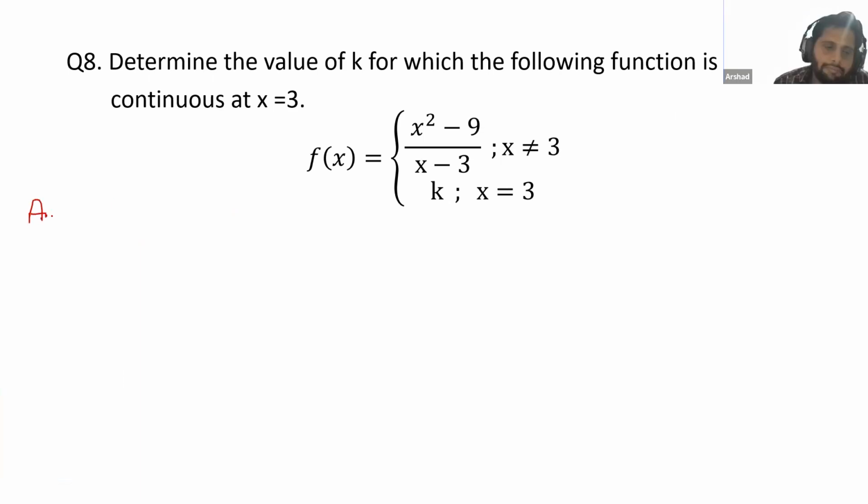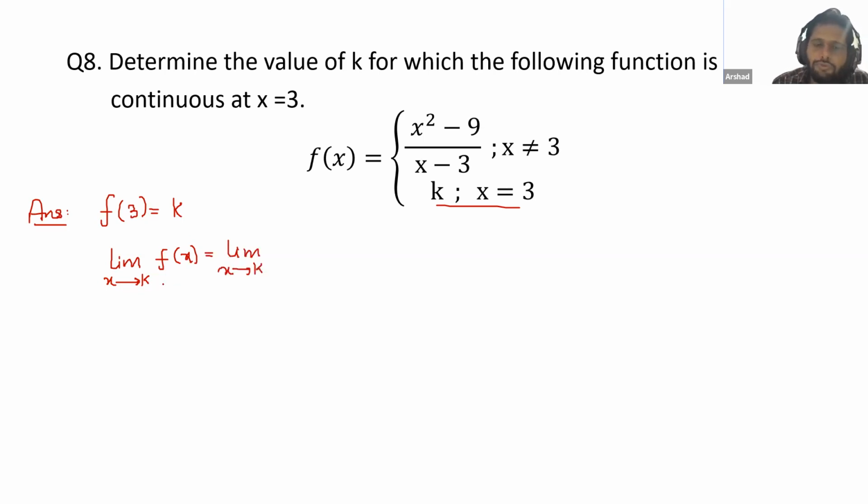Now, please check here. First of all, we will find out f(3) because we need to check the continuity at 3. So f(3) is equal to, it is given here, k. Next, we will find out the limit as x tends to 3 of f(x). Who can tell me? Darshan, which function will we choose when we are finding the limit? First or second function? This is first and this is second. So Darshan, which function will we use?